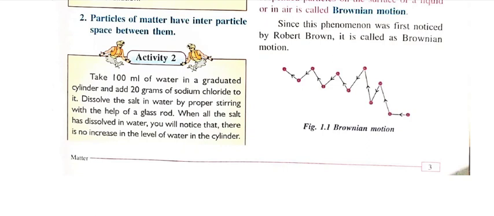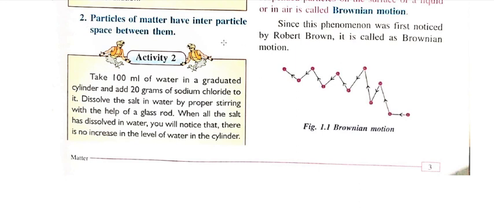Students, this is class 8 chemistry chapter 1. Title is matter. This is session 2. Last session we discussed the properties of matter, and we also saw the characteristic property of matter. Now we will discuss the second property of matter.